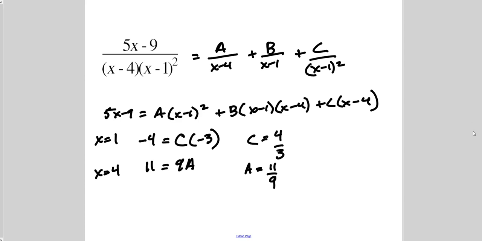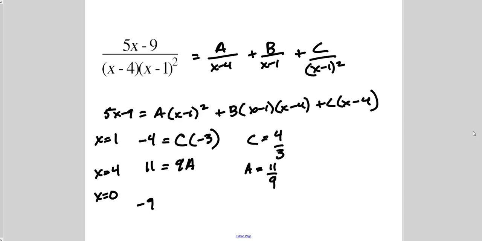Okay, now you say, look at this, we're all out of zeros. Well, we asserted that this is true for any value of x. So it is true for 1 and it's true for 4, but it's also true for any other x we could choose. So we're going to choose 0. I'm going to say x equals 0, and we're going to plug in the values that we already have for a and c, and this will allow us to solve for b. When x equals 0, the left side of the equation is negative 9.